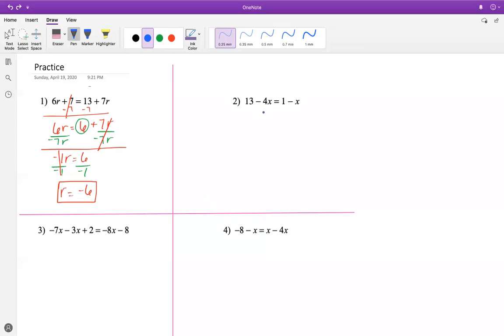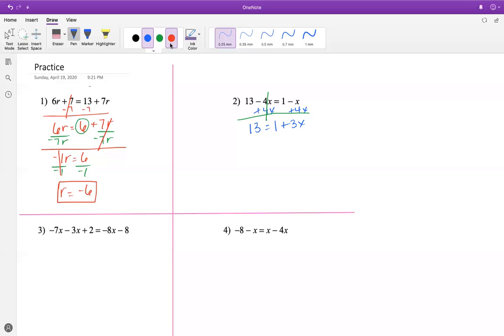So this time I'm going to add 4x, and again, just like we learned in the other one, it doesn't matter where you start, you're going to end up with the same answer. Okay, those are going to cancel. I'm left with 13 equals 1. That's a negative 1 plus 4x. So I'm going to get a positive 3x.